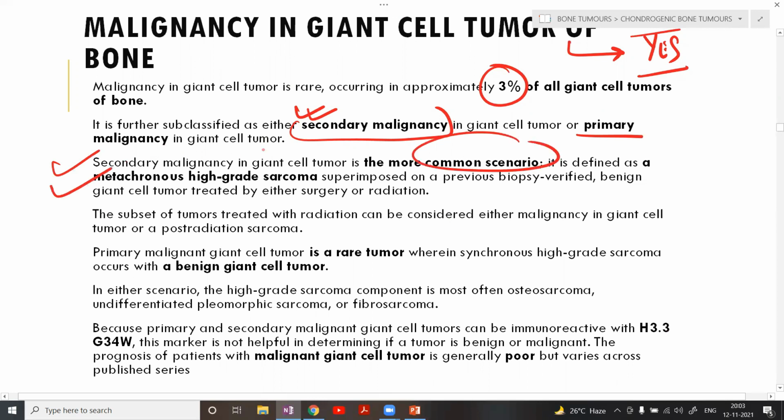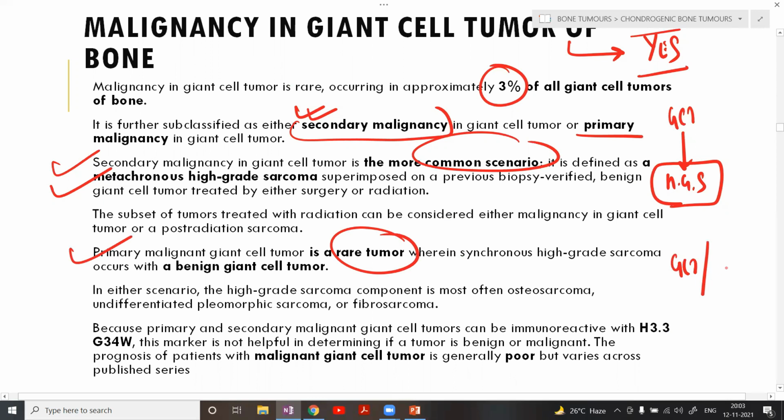It is a metachronous high-grade sarcoma. So what is the meaning of metachronous? A person has a GCT, and after some time the patient develops a high-grade sarcoma in the setting of GCT. It doesn't happen simultaneously. That is a secondary malignancy in a case of GCT. The primary malignancy is very rare, and that is synchronous, meaning GCT is there along with the malignant tumor, both together.